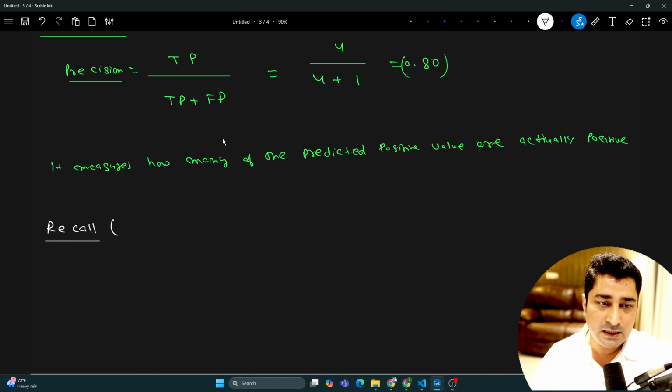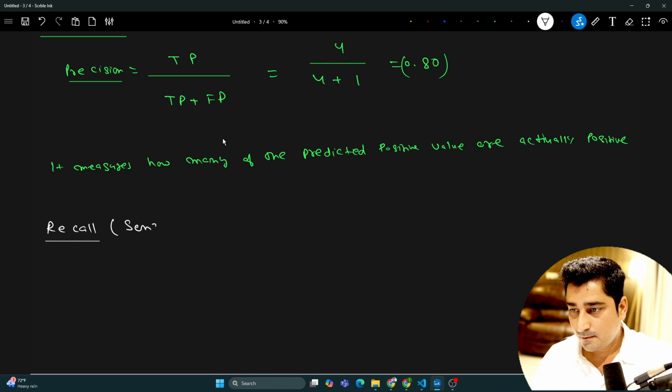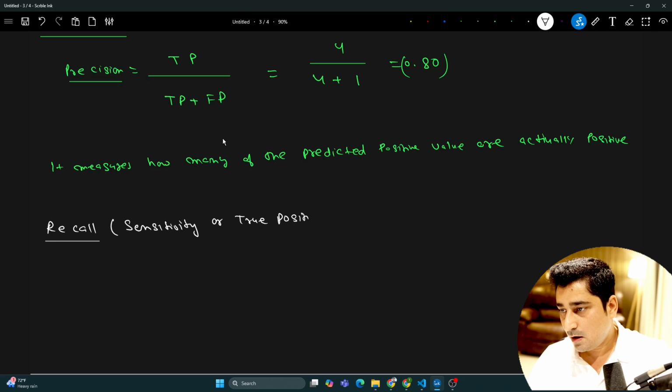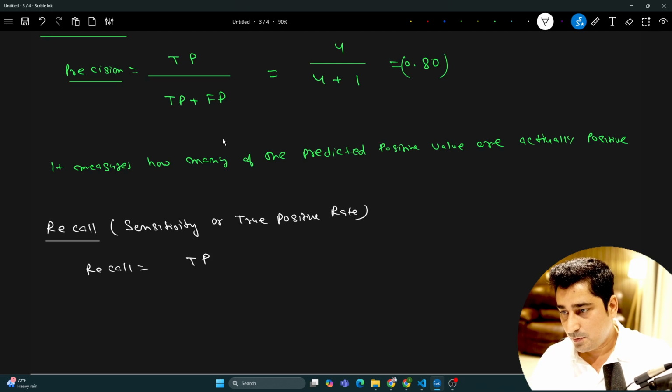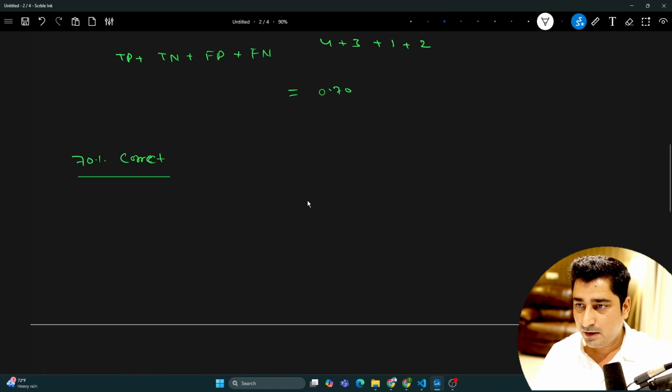In other words, it's also called sensitivity, or true positive rate. Now, what is recall all about? Let's try to understand. Recall is equal to true positive divided by true positive plus false negative. So this is the formula for recall.